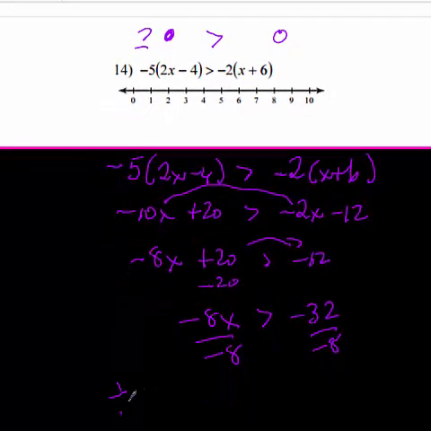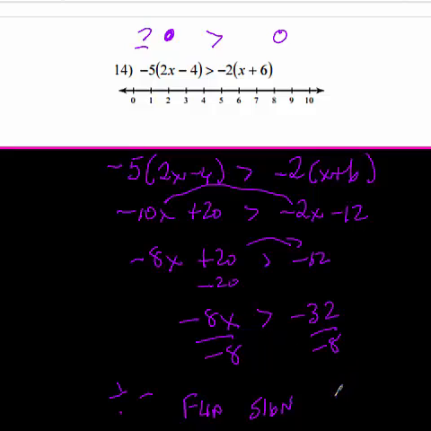Now, remember, when you divide by a negative, I flip the sign, so x, instead of being greater than, becomes less than 4. Open circle, and it's going left. Because it is less than, typically just follow the direction of the arrow. So if I make that into an arrow, that's the way we have to go.